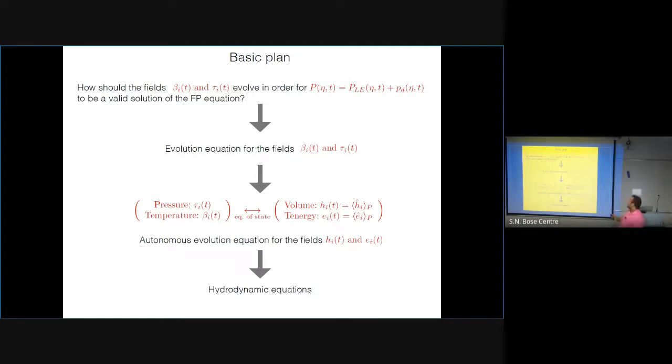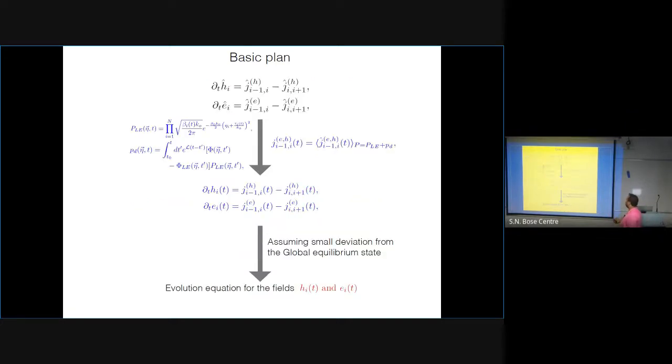Now I'm saying if I want this to be a solution, then these quantities should not independently, arbitrarily evolve. They should also evolve in such a way that this remains a solution of the quadratic equation. If I demand that this satisfies the quadratic equation, it will give some particular evolutions of these fields. Now, if I use the local equilibrium state, this will give evolutions of the local variables, and it can give me autonomous equations for the fields, which will give me harmonic. That's the basic plan. So this is more in the form of equations.